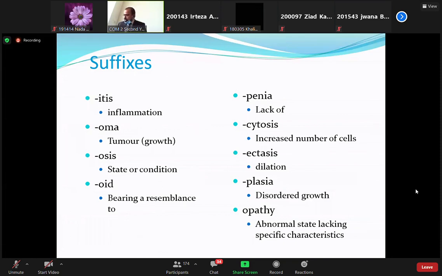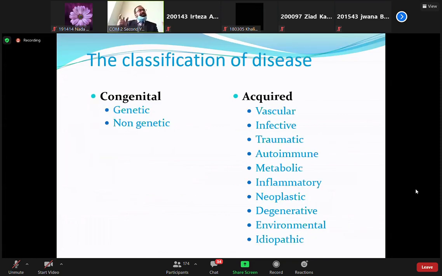So there are different ones. Now we have to classify disease. When a patient comes to you, you see the patient and then you have to classify it to make up your mind. Either it's congenital or it's acquired. So there are two important lines. Congenital is either genetic or non-genetic. What do you mean by genetic? It has been inherited from the family, so you must have a family member with that condition. Non-genetic means spontaneous. Suddenly, the family doesn't have that thing, but you have it.